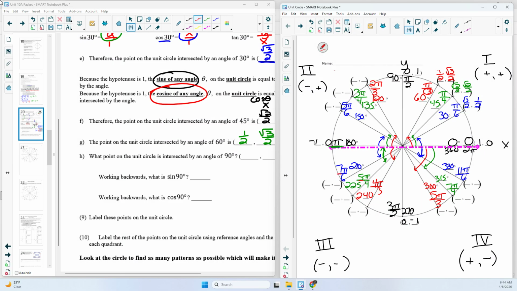So the next question says, and I'm going to leave the unit circle up here, what point on the unit circle is intersected by an angle of 90? So if I look at 90, I see I have 0, 1. So I'm going to write that down over here.